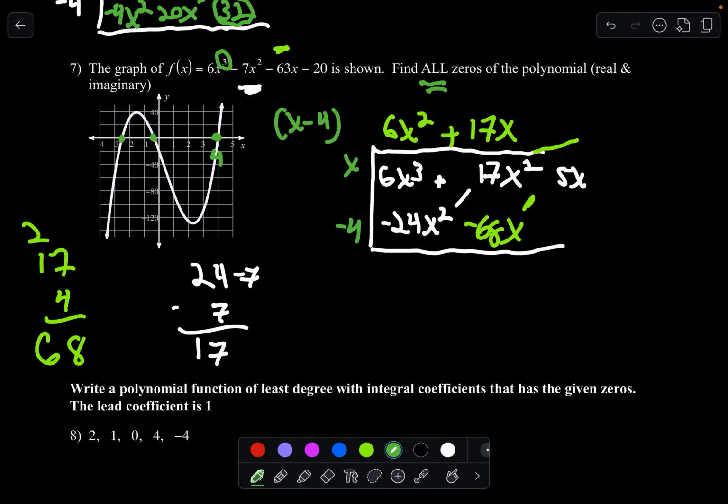Or wait, yeah, what do we have to multiply x by to give us 5x? And that's going to be plus 5. And that gives us a negative 20 down here.